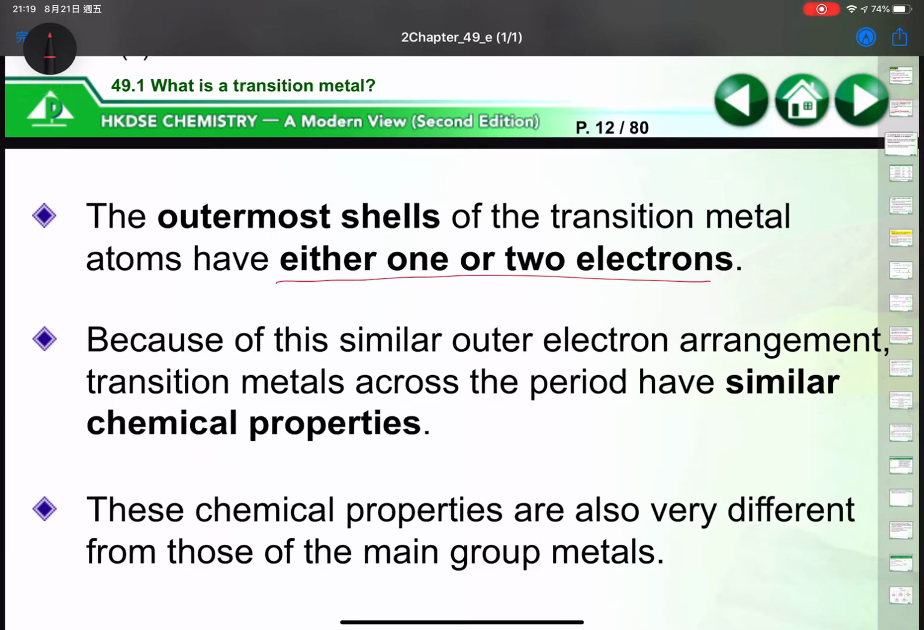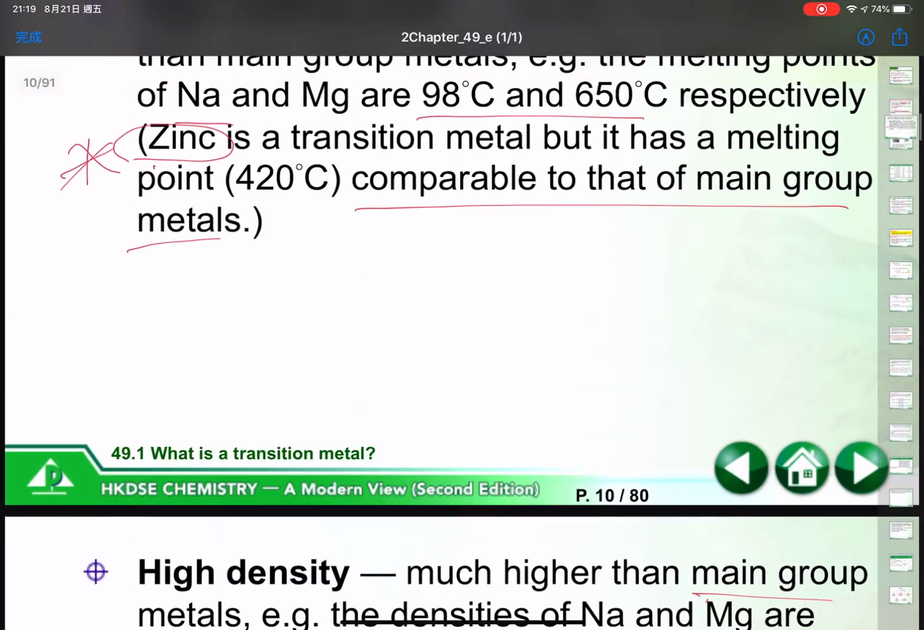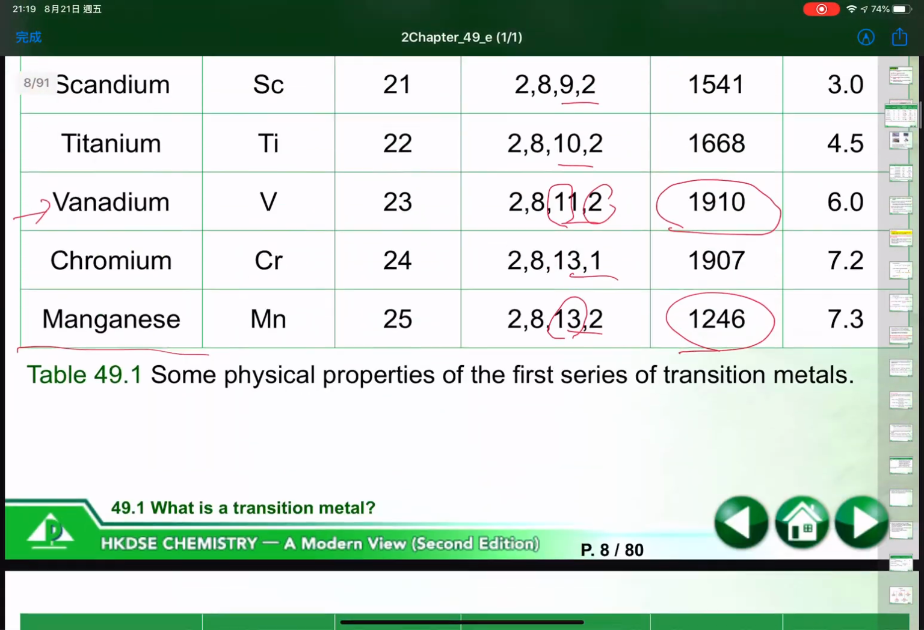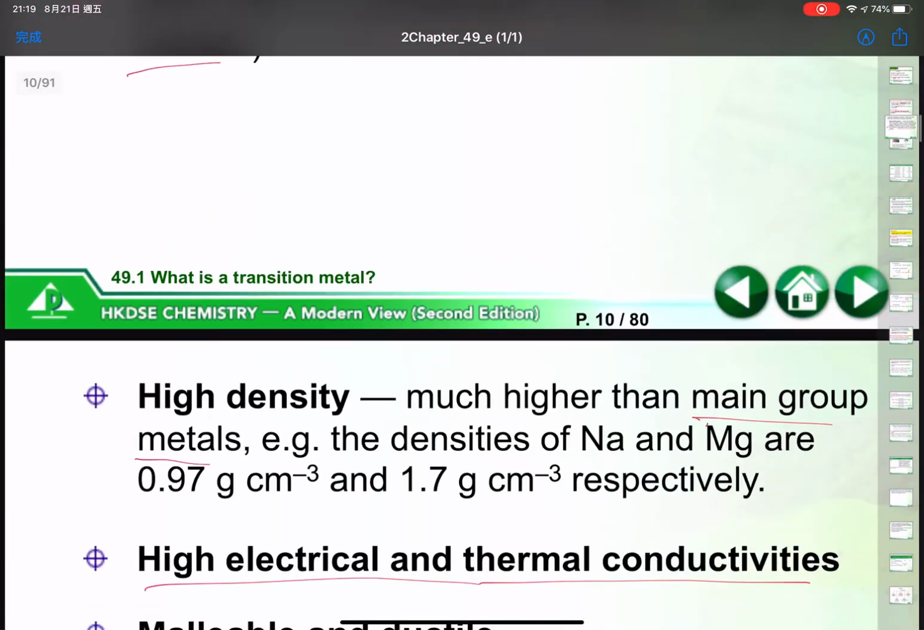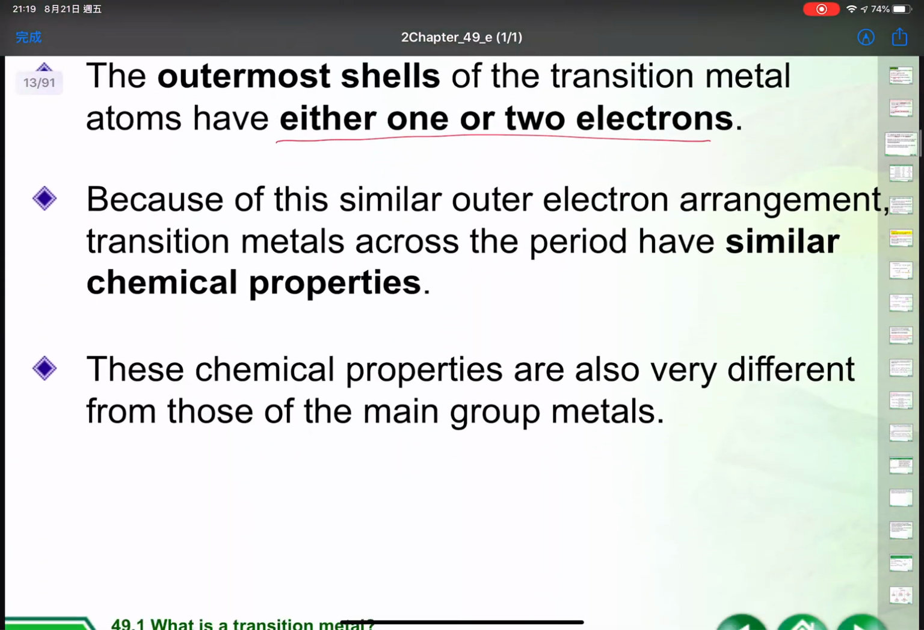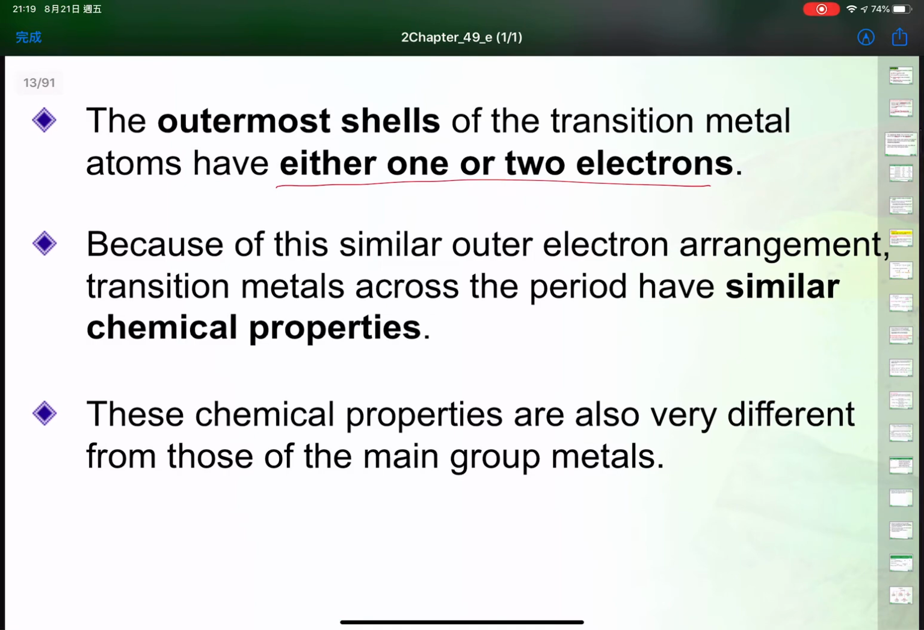You can see mostly from the table, sometimes two, sometimes one in the outermost shell. But remember, why do we put them in the transition metal? Why don't we put them in group 2? Why don't we put them in group 1? Because they are not losing one electron or two electrons. They are variable, okay, electron losing. So therefore, we cannot put them in group 1, we cannot put them in group 2.